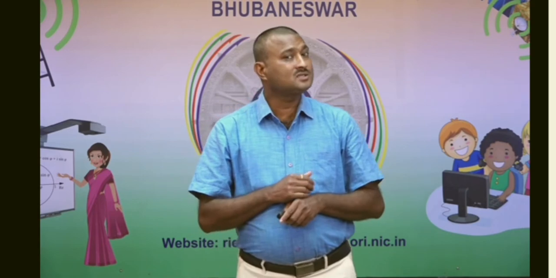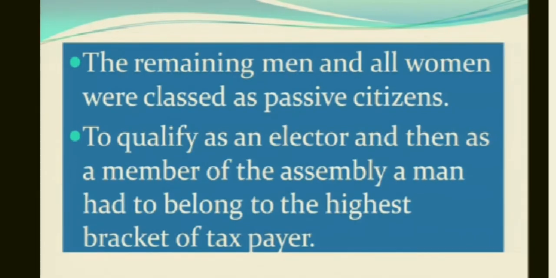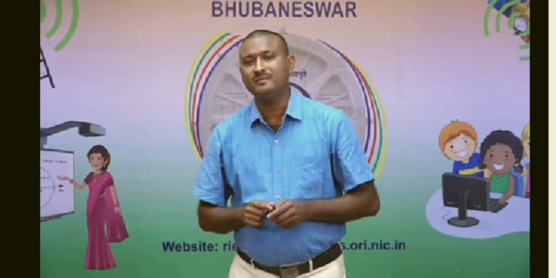What about the others? What about the women? And the remaining category of men. The remaining category of men means those who are not paying taxes or are below the age of 25. Men above 25 years of age and paying taxes had the right to vote. Those below 25 years of age and those who are not paying taxes didn't have the right to vote. It means they came under the passive citizens. In this way, these two types of citizenship were there in France during that period of time.